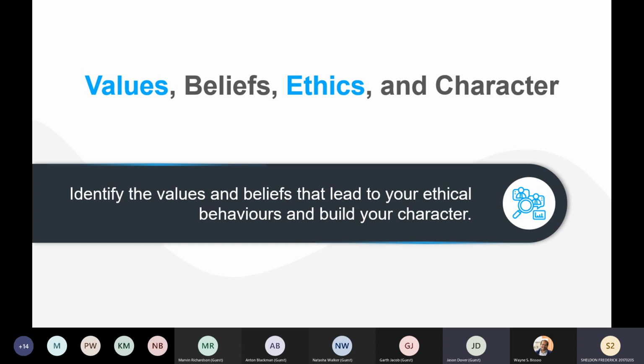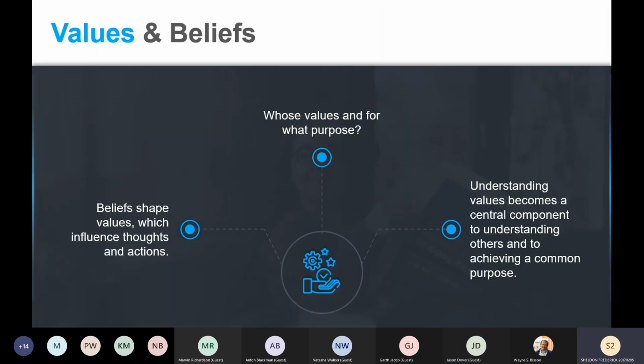As difficult as it may be to determine how characteristics like your gender, ethnicity, or religious persuasion influence the way you think and act, it is even more complicated and important to identify the values and beliefs that lead to your ethical behaviors and build your character. The values that guide actions are among the hardest things to articulate. If your actions and thoughts are a mystery to you, you may not have adequately examined your own value system.